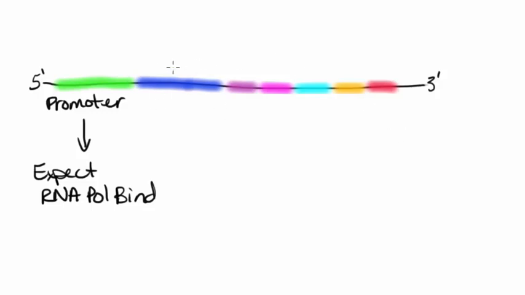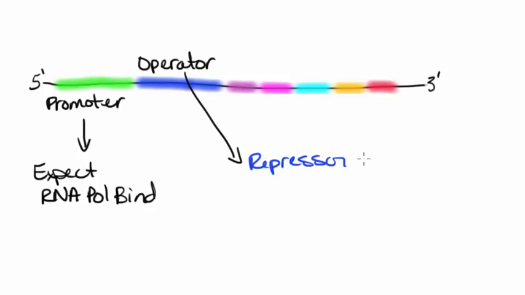The other sequence that we have here in blue, this is what we refer to as the operator. The operator sequence is an area where we can have repressors bind. And so when repressors bind, their job is to really repress, or in other words, they're going to block transcription.